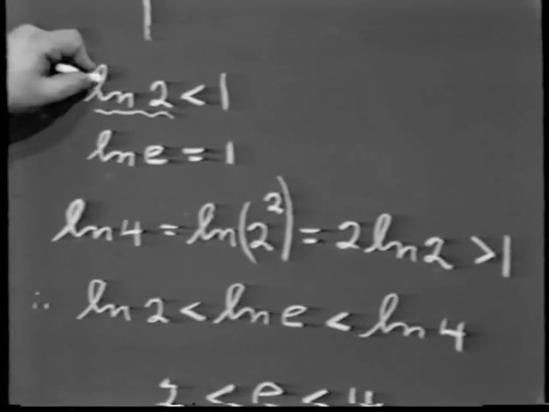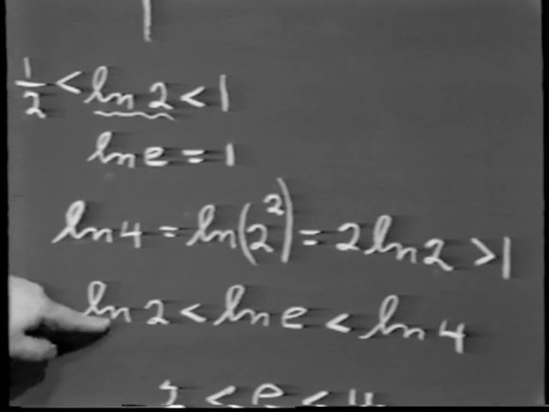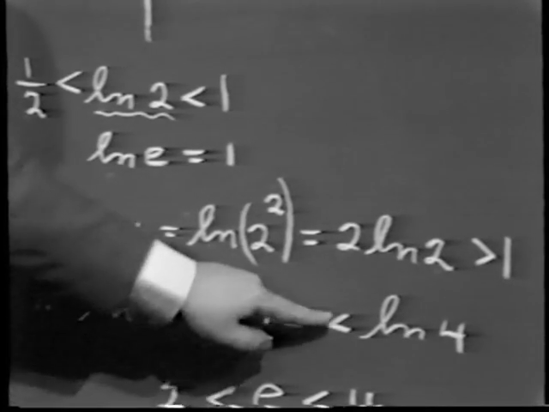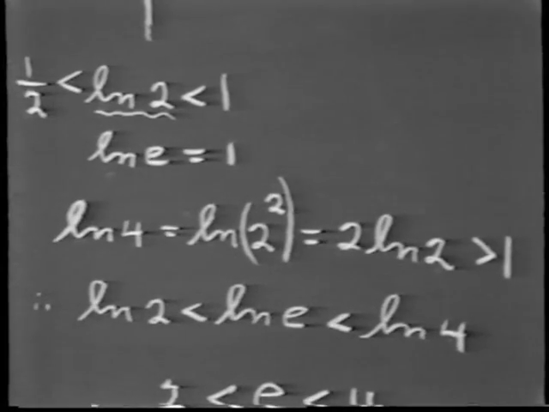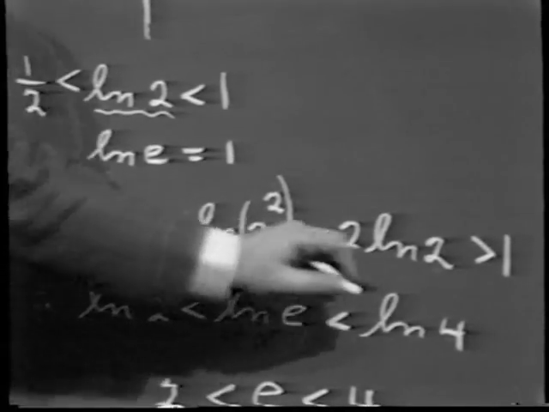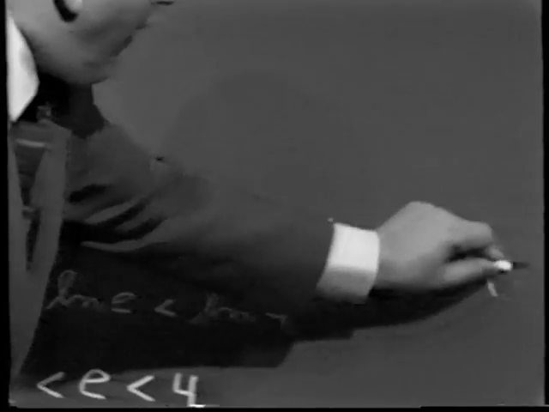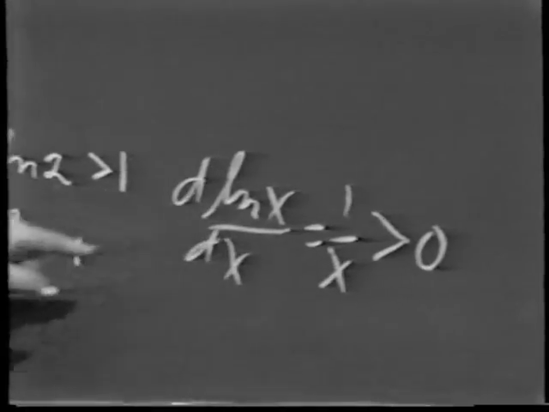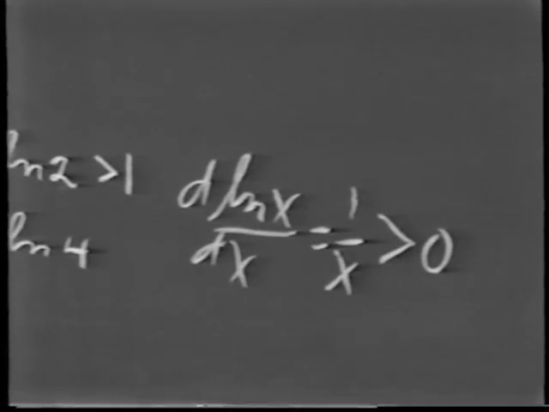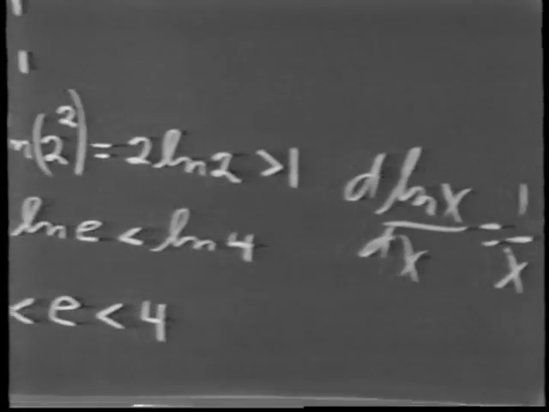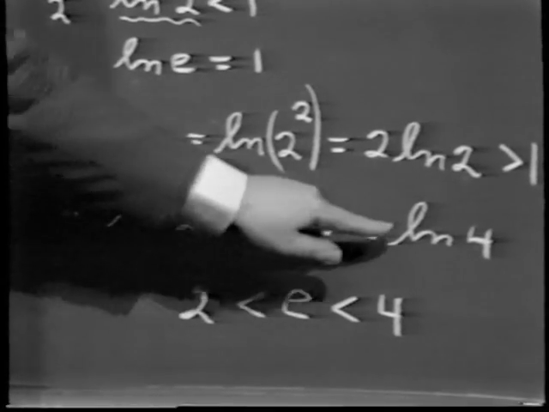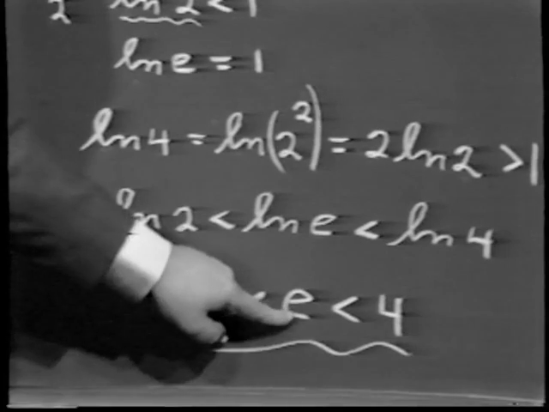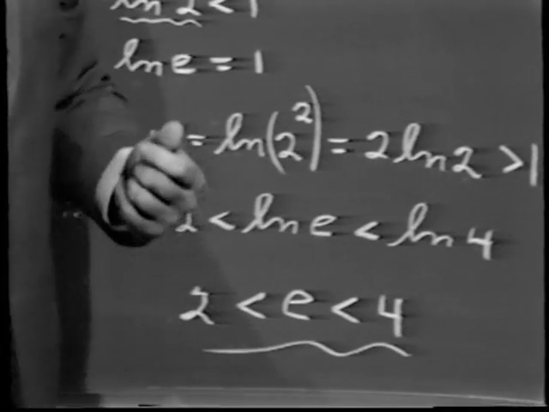In other words, if we put these 3 lines together, we have that the natural log of 2 is less than the natural log of e, which in turn is less than the natural log of 4. By the way, notice that since the derivative of log x with respect to x is 1 over x, and that's positive, log x is a 1-to-1 function. Therefore, if the log of 2 is less than the log of e is less than the log of 4, it follows that 2 must be less than e, which in turn must be less than 4.